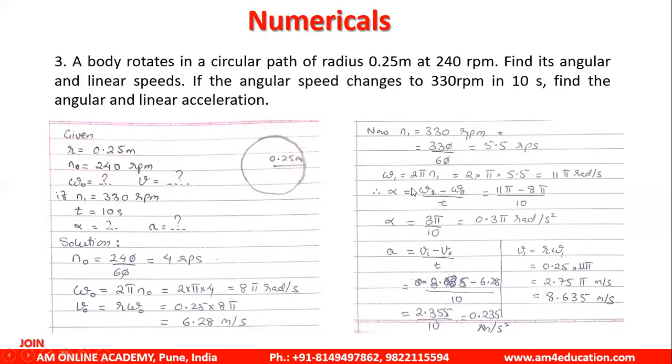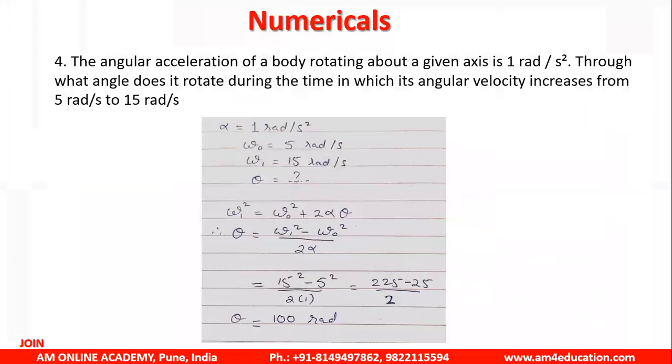So in this way, we found out what is the angular acceleration and linear acceleration when the speed changes from 240 RPM to 330 RPM in 10 seconds. Okay, you can practice such problems, and if you have any difficulty, you can post that problem in the comment section. We'll give the solution of that problem. Now let us move further.